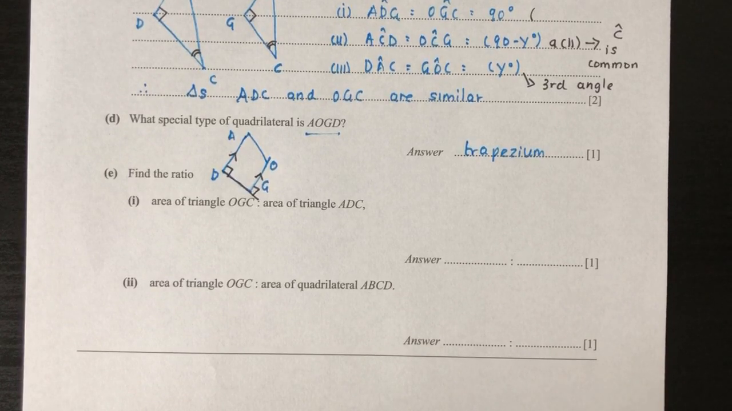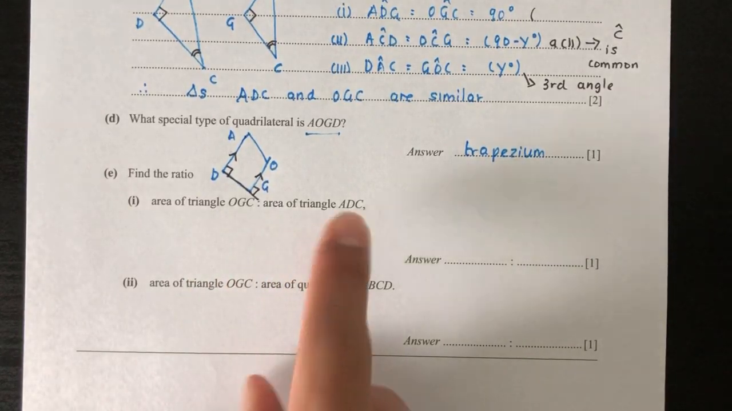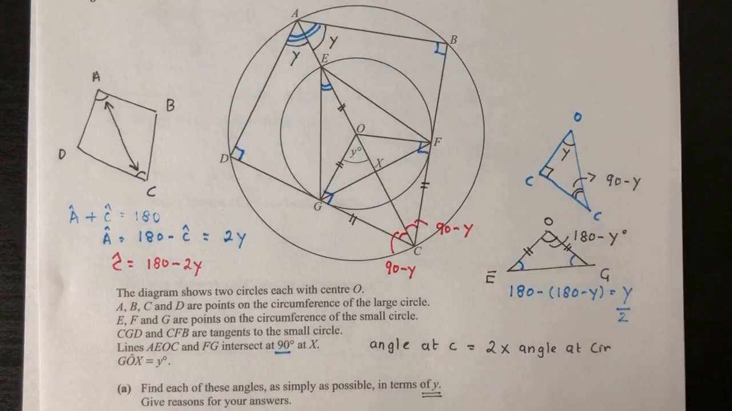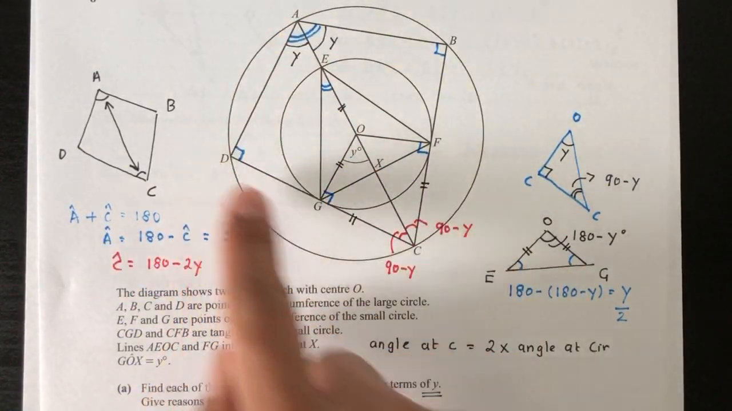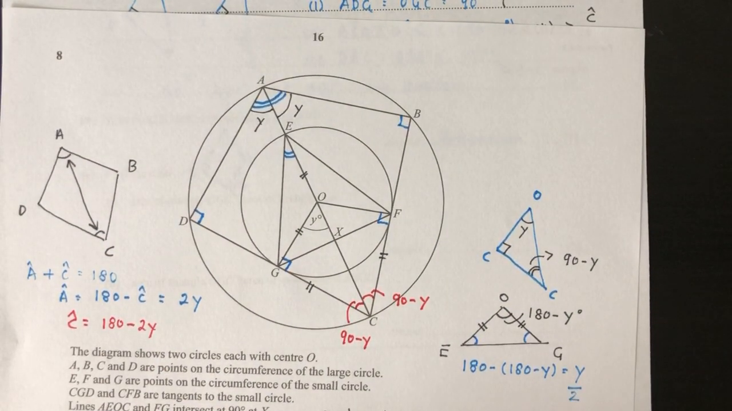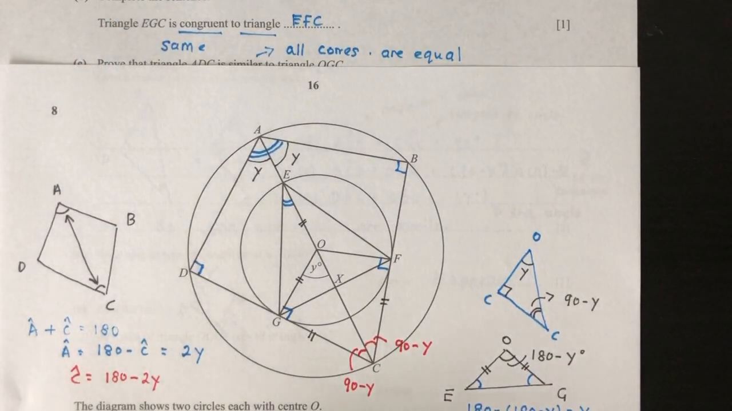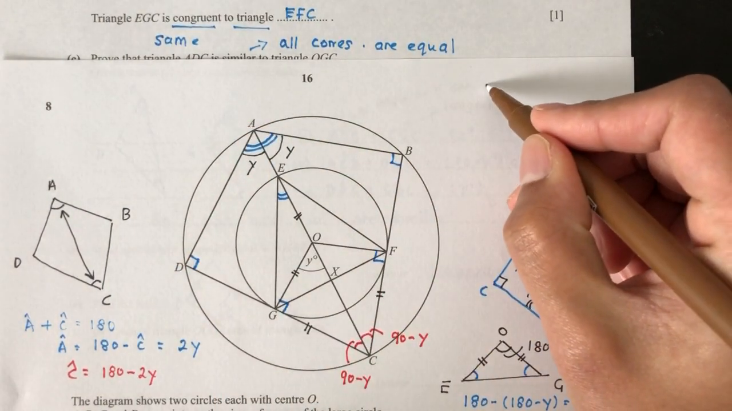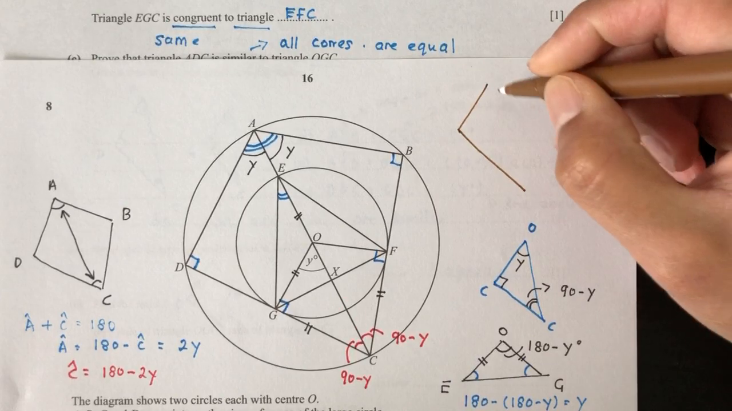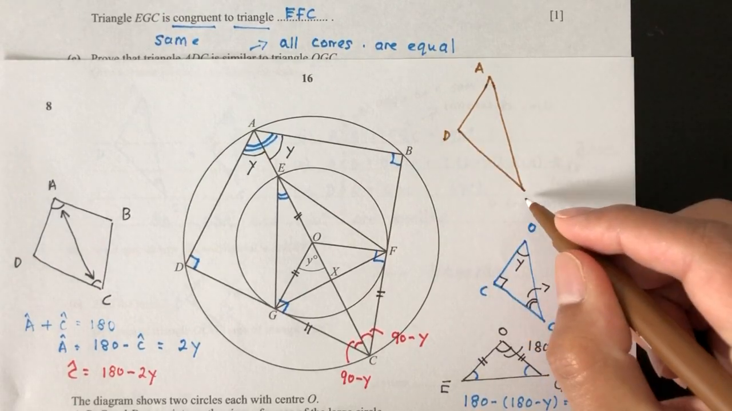Now for part E, find the ratio, first one, of the area of triangle OGC and the area of triangle ADC. So where's OGC? OGC and ADC. Here we have two big triangles to compare. We have to look at the sides to be able to find the ratios. So let's take those triangles out. Let me draw this one first. I will draw the triangle A, D, and C. That's the big one.